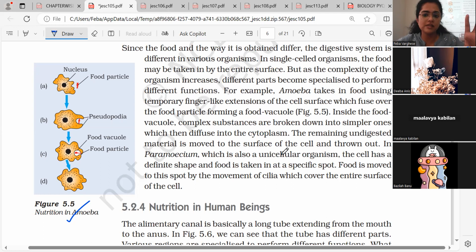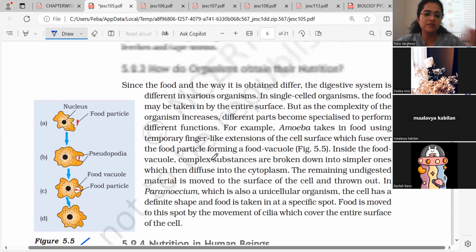Okay, and even paramecium is an example of a unicellular organism that has holozoic nutrition.